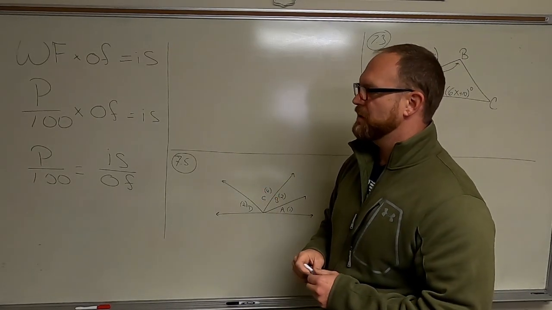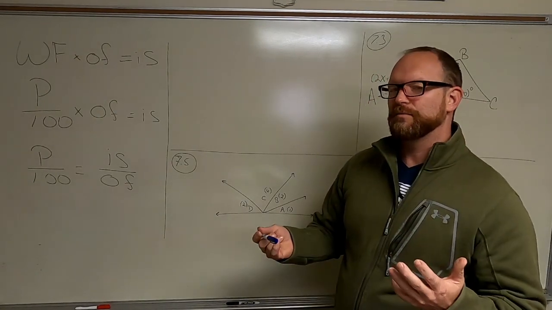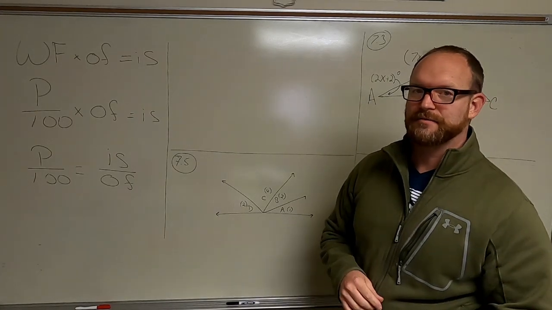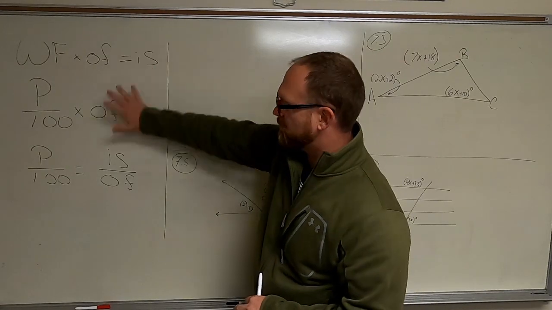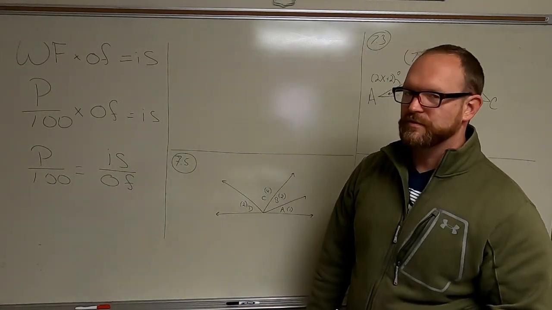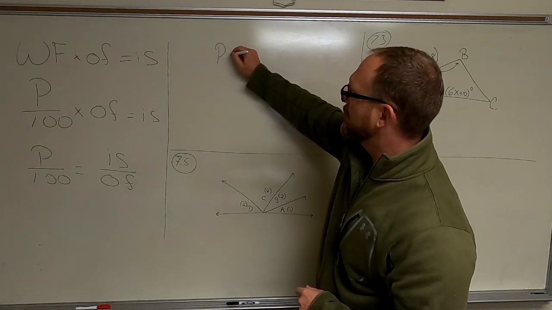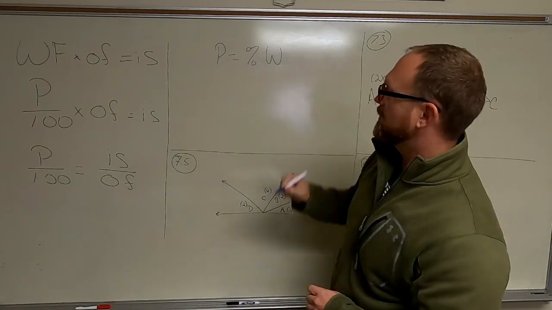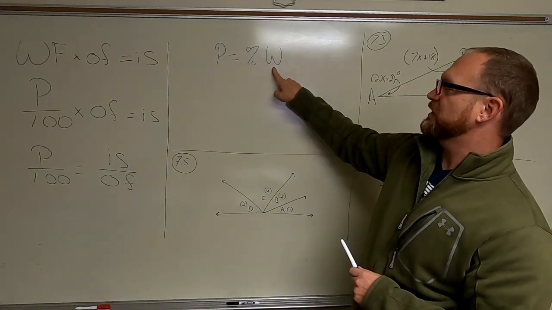Now, all of those formulas are great, all of them work, but the problem is they're difficult to remember. And so what my mathematics teacher gave me in high school to replace all of these was one simple formula. And that formula was part equals percent times the whole. Part equals percent times the whole.